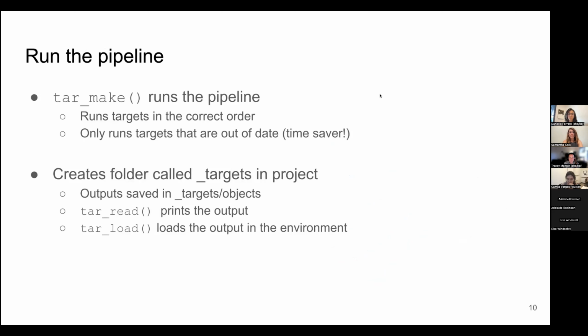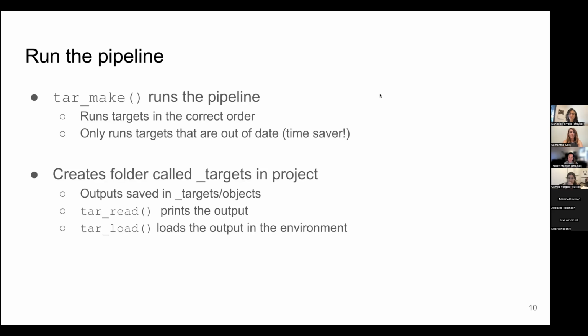And so then once you feel like you can run the pipeline, you simply have to run tar_make, which runs the whole thing for you. It runs the targets in the correct order, and it will only run targets that are out of date, which can save you a lot of time.